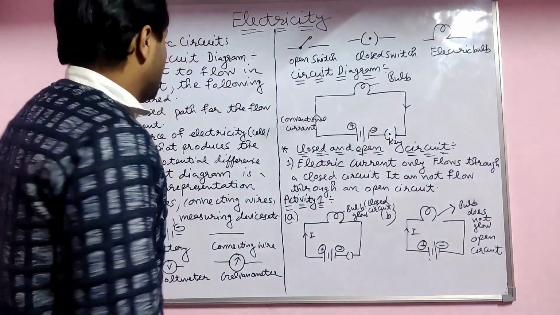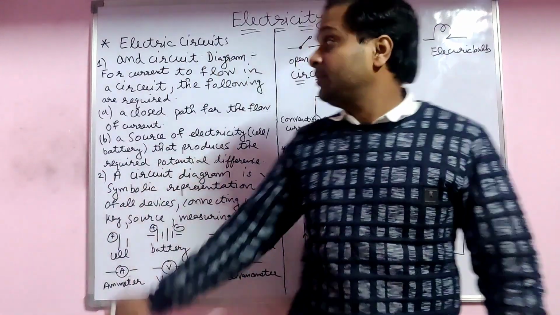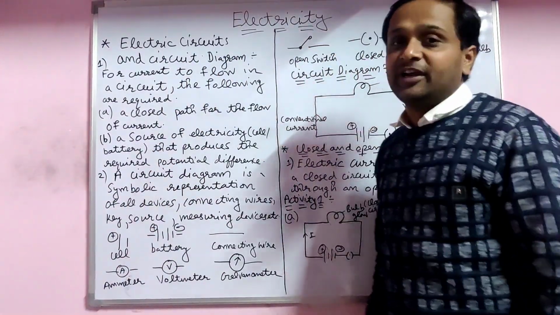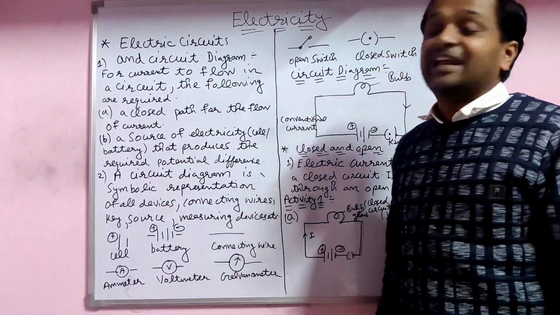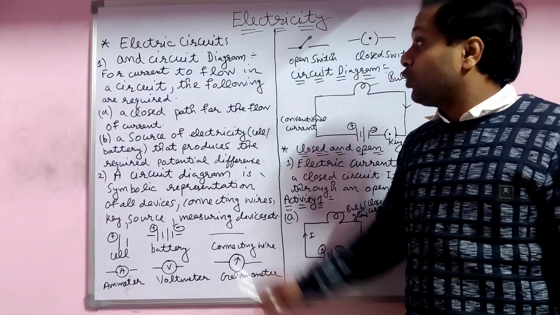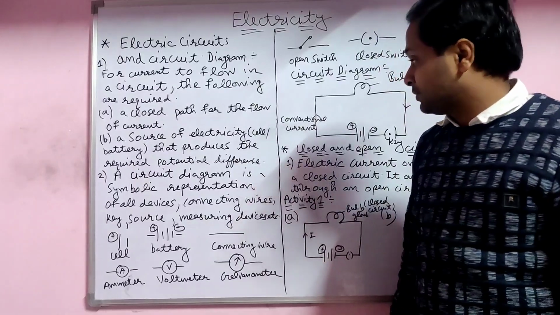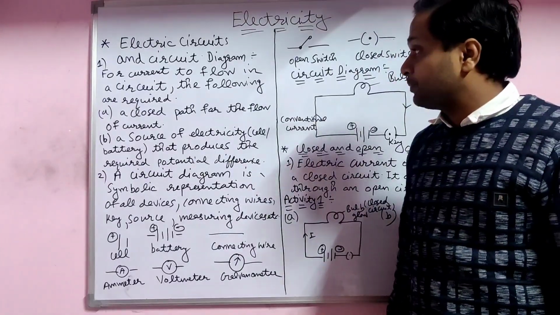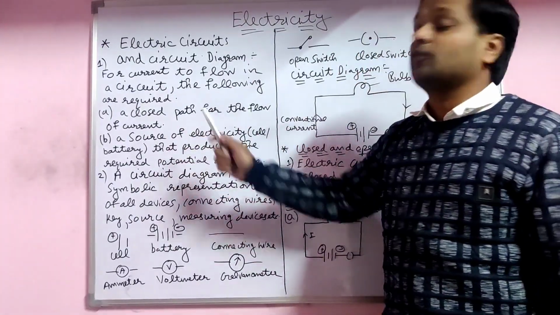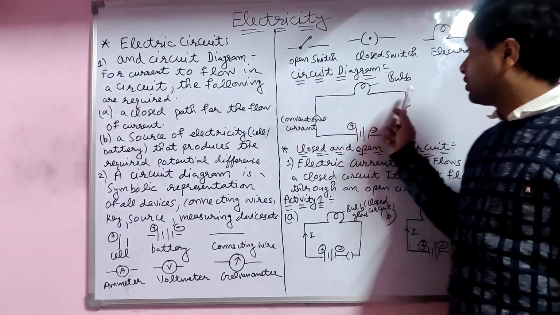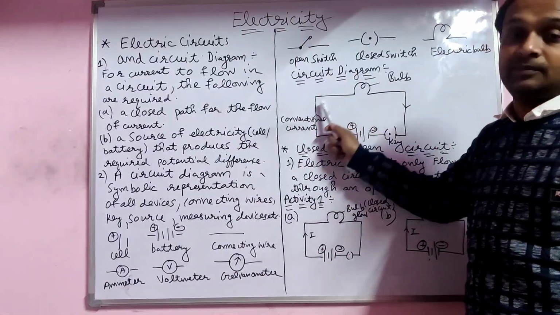Now in this lecture we have to discuss the electric circuit diagram. For the flow of current in the circuit, the following things are required. Yes, a closed path for the flow of current. See there, a closed path for the flow of current is required.